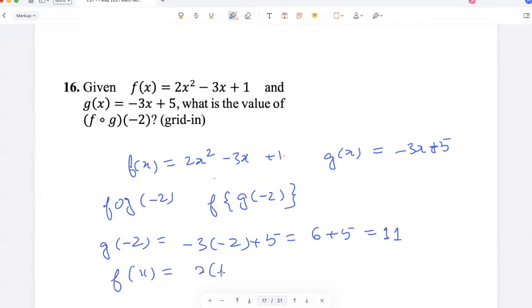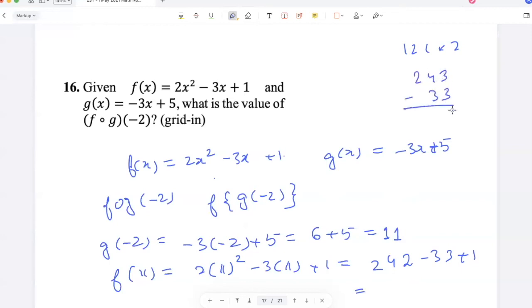So then I need to find f of 11. So 2 times 11 squared minus 3 times 11 plus 1. So 121 into 2. 2 ones are 2, 242 minus 33 plus 1. So 243 minus 33, 210. So that's the answer.